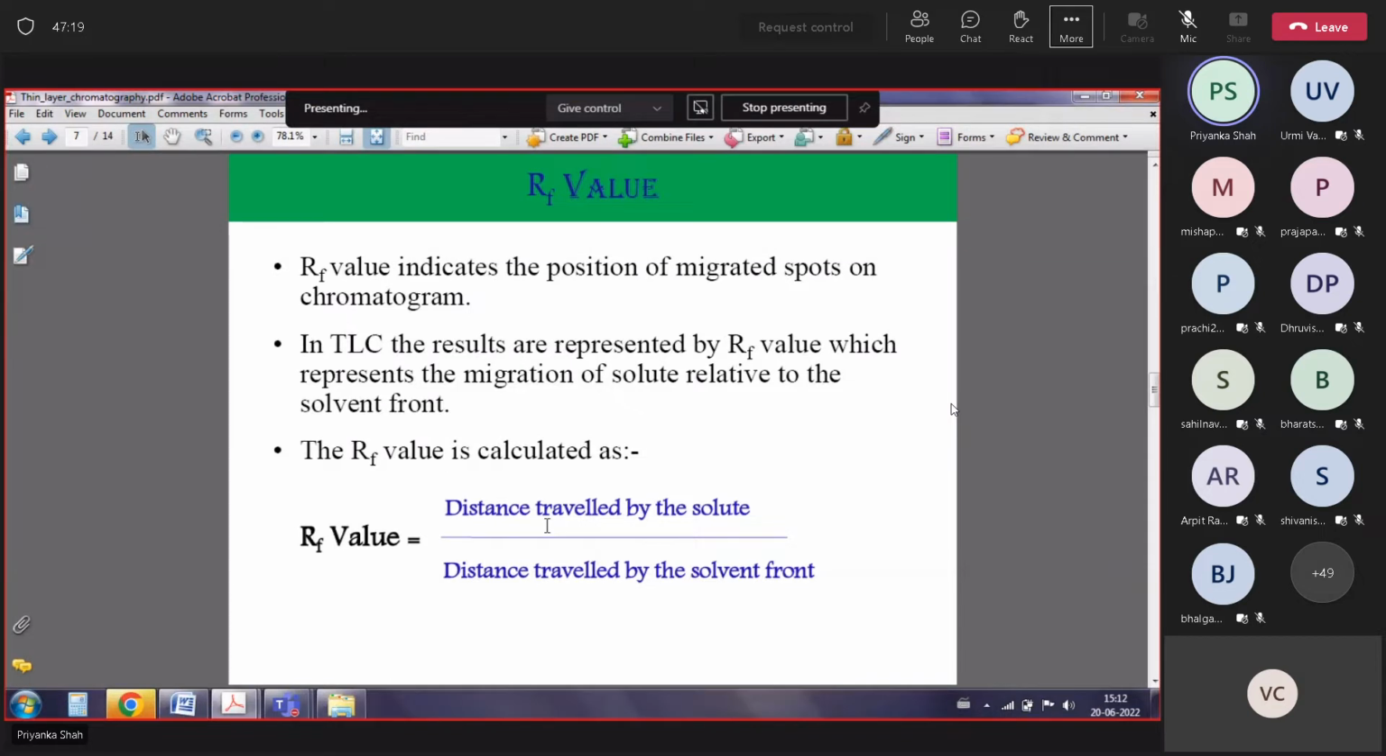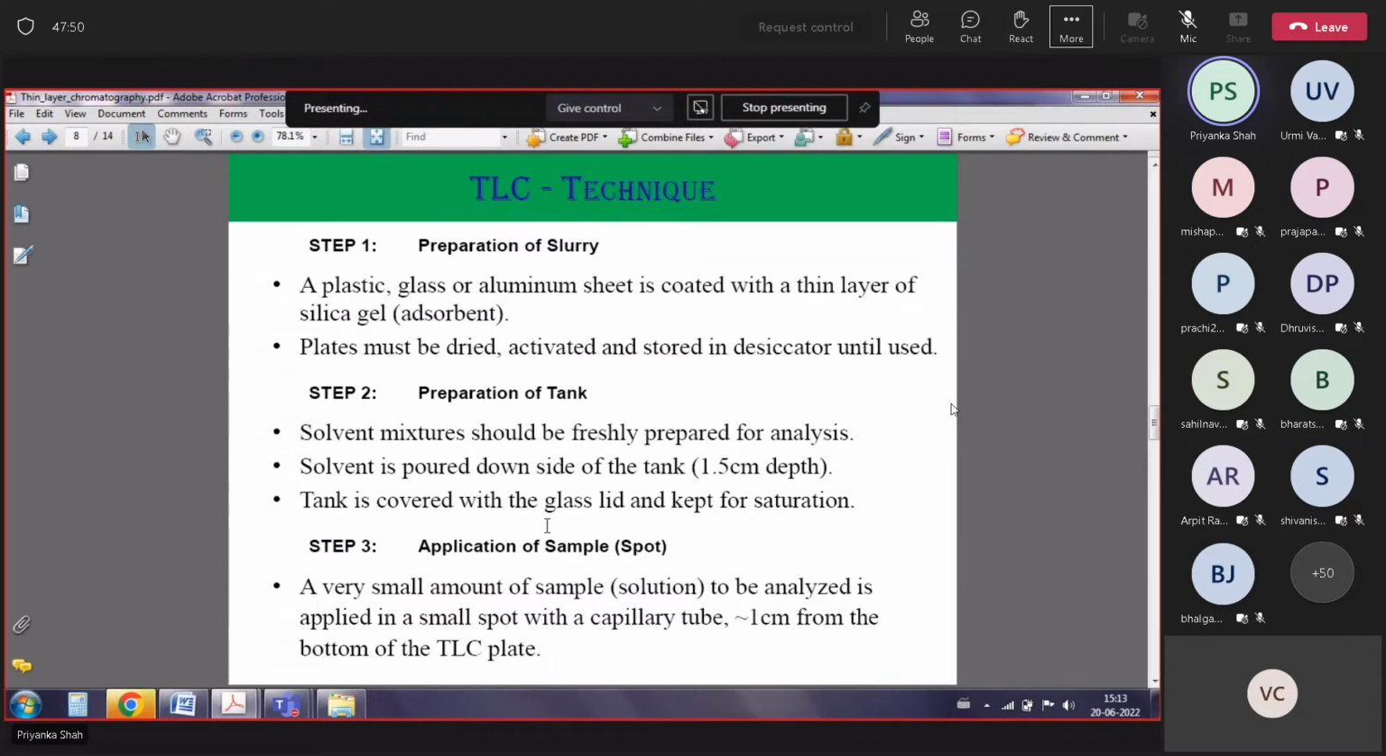Now what we generally do is evaluate the retardation or retention factor. This indicates the position of migrated spots on the chromatogram. So in TLC, the results are represented by the Rf value, which represents the migration of the solute relative to the solvent front. So the equation, as you know, is the distance traveled by the solute divided by the distance traveled by the solvent front.